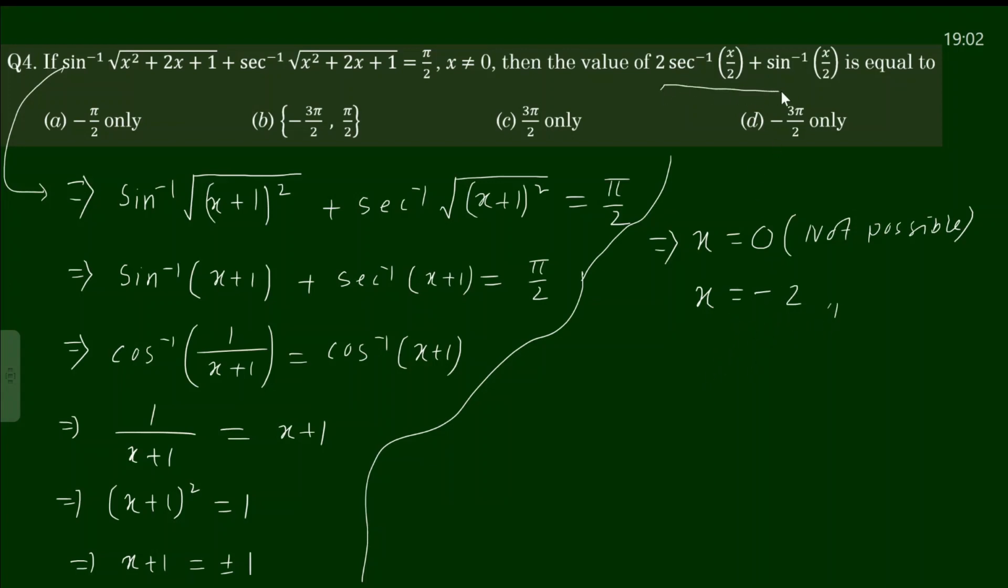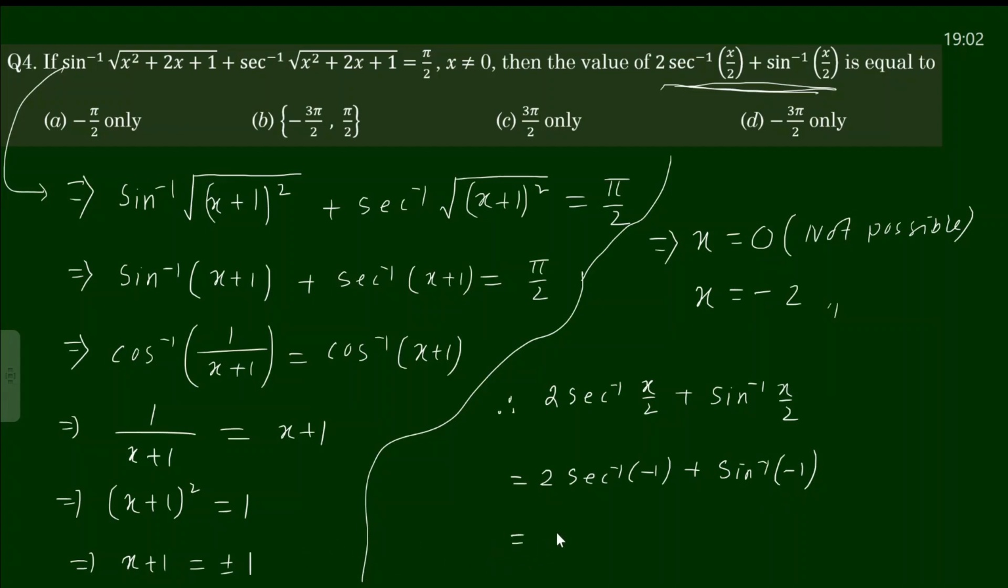Now we have to find this value. So therefore 2 times of sec inverse x by 2 plus sine inverse of x by 2, this is equal to 2 times of sec inverse, x is minus 2, so x by 2 means minus 1 only, and plus sine inverse of, this is also minus 1. And this is equal to 2 times of, now sec inverse minus 1 will be equal to pi minus sec inverse 1 only, and this is minus pi by 2 only. So this implies twice pi, and sec inverse 1 is 0 only, so minus pi by 2 is there, which will give us 3 pi by 2 only.